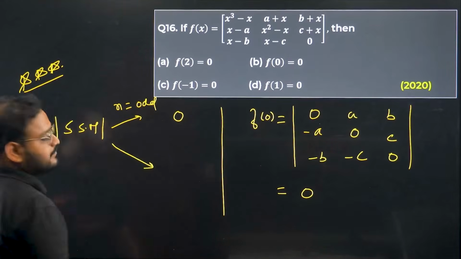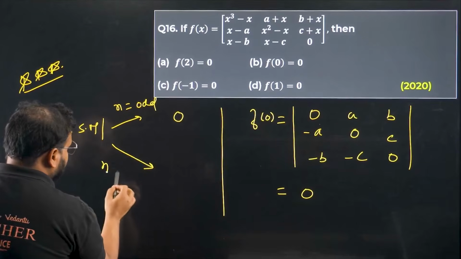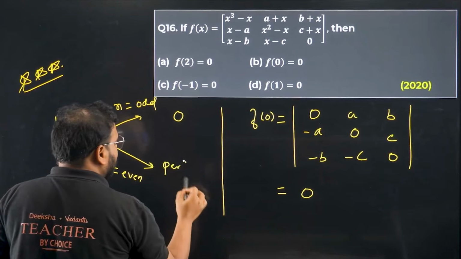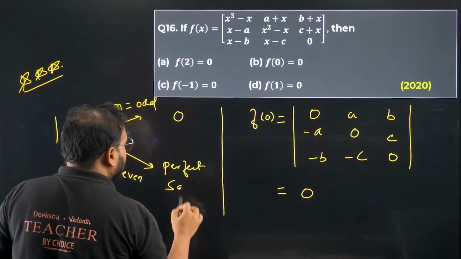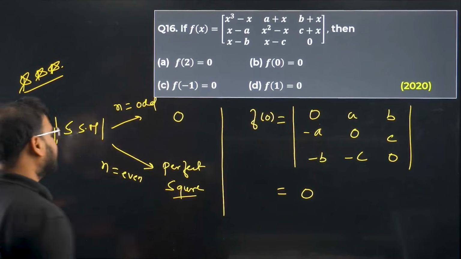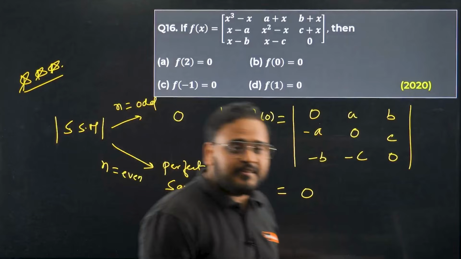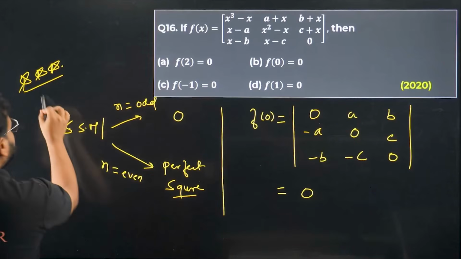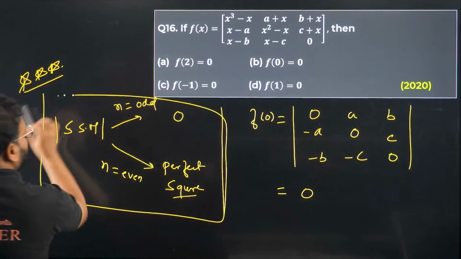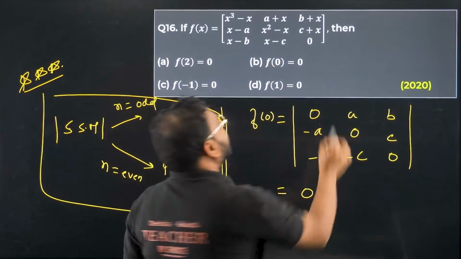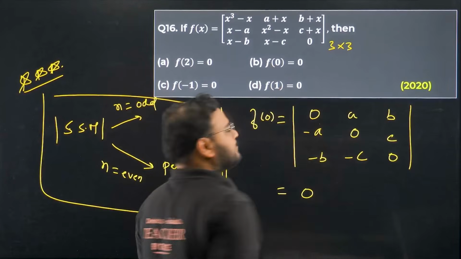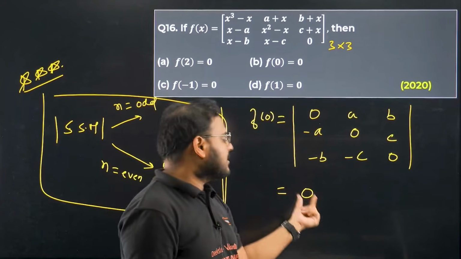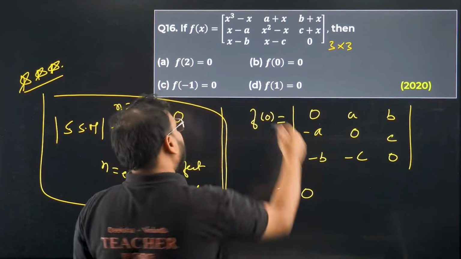If the order n is even, the determinant will always be a perfect square. If the order is even, it will always be a perfect square. This is a relation, please remember it. Very very important. Check this out. What is the order over here? Order is 3 cross 3, sir. 3 cross 3, it means order is odd. Determinant will be 0. Option is B.